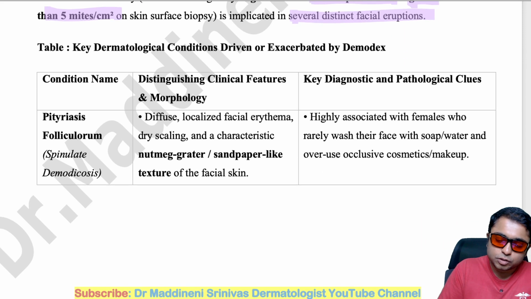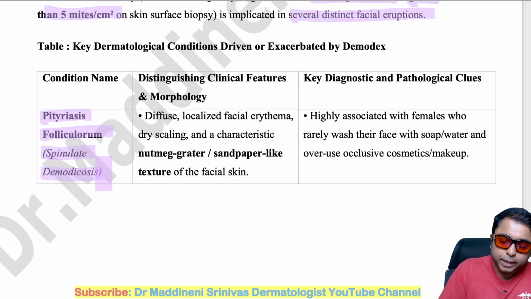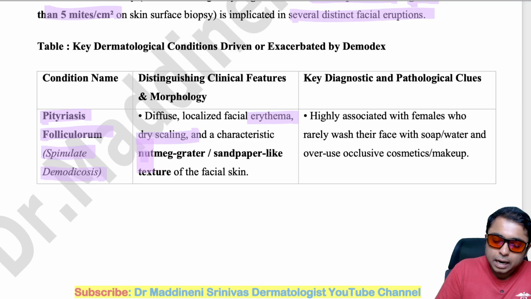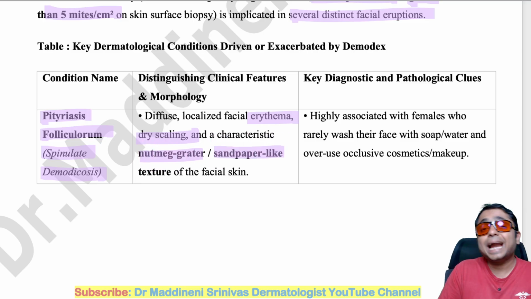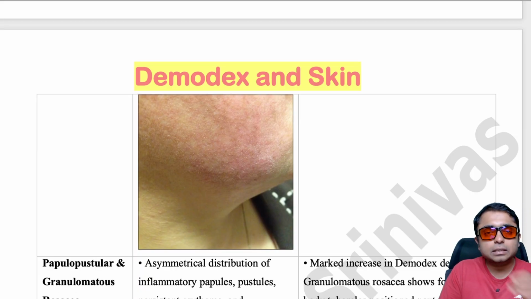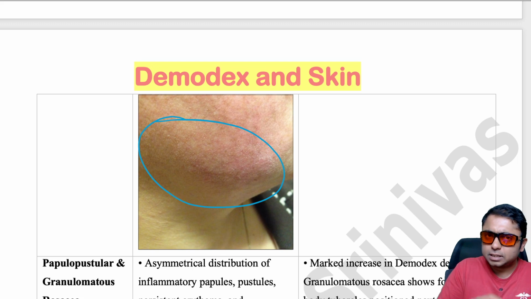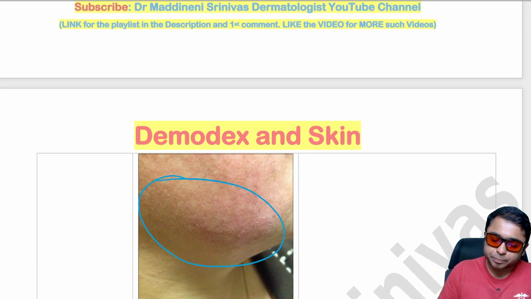So this is implicated in several distinct facial eruptions. The first condition which you are going to see is pityriasis folliculorum, also called spinulate demodicosis. Here the face is going to become obviously red because of the inflammation. Along with that, there is going to be some scaling, and a nutmeg grater or sandpaper-like texture of the facial skin will also be seen in this condition. This sandpaper-like texture is better palpated than visualized, and you can also see erythema and scaling, right.